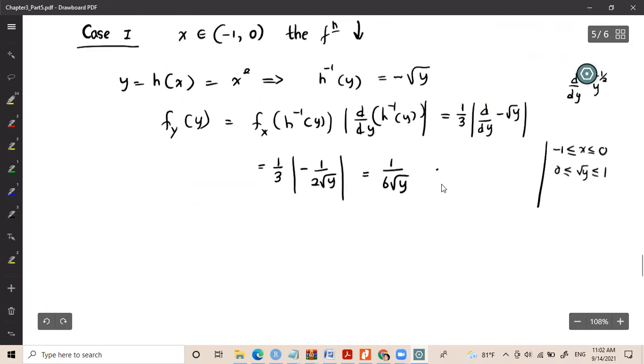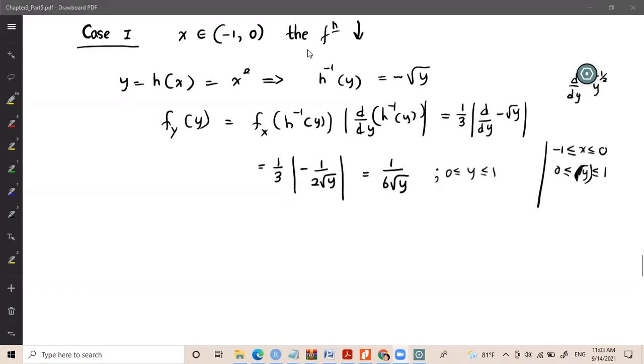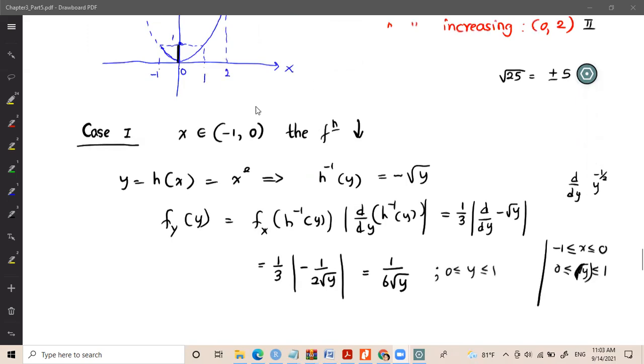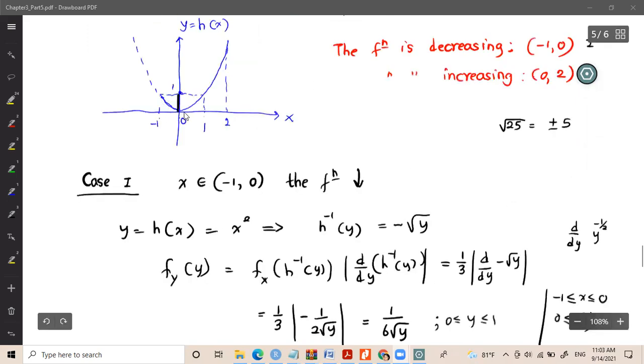So this is when y is in between 0 and 1. Should be y, right? Y is in between 0 and 1, not the square root. Okay, so how is the h inverse of y the negative square root? Because it is the decreasing part. This is the decreasing function. Okay, we are considering the decreasing part of x square, right?